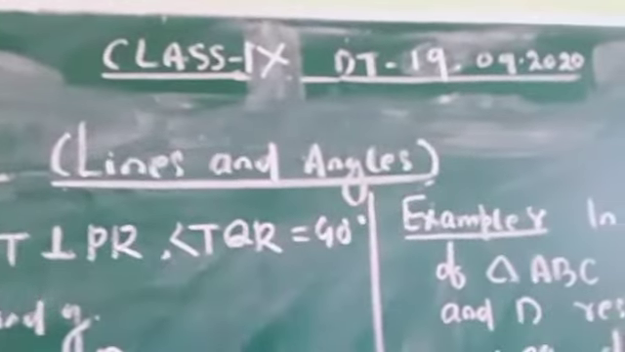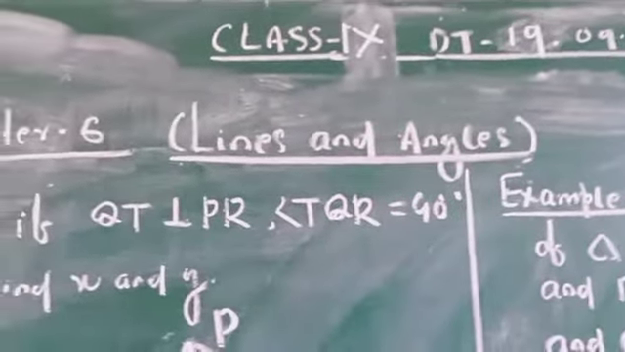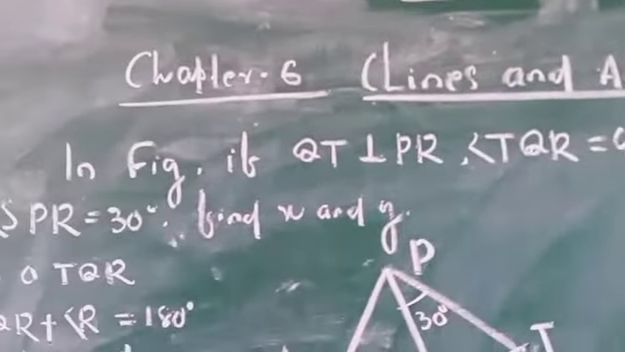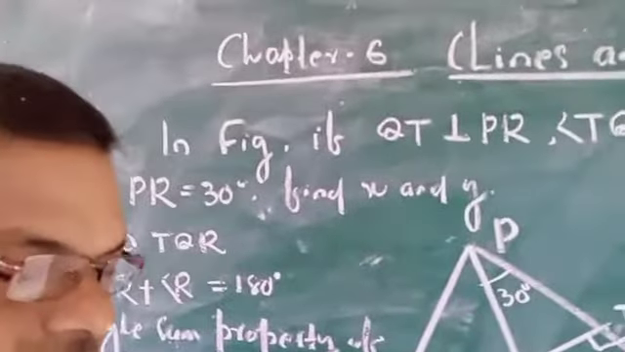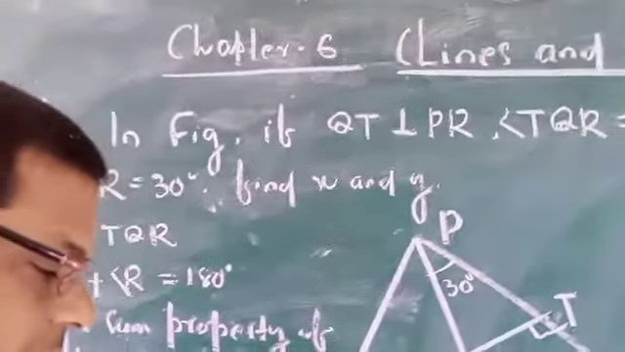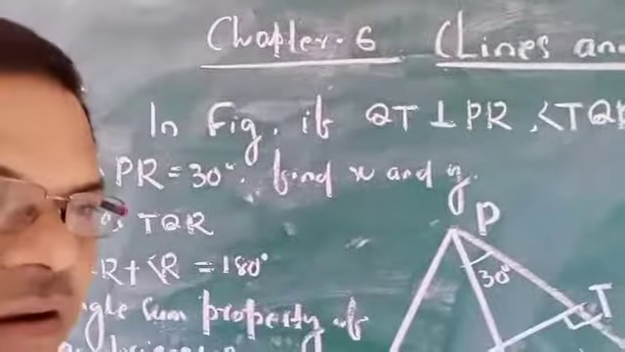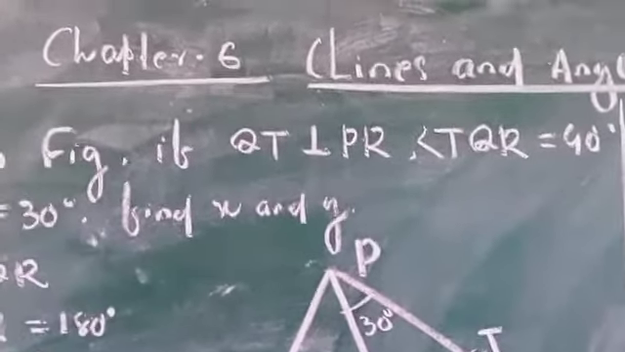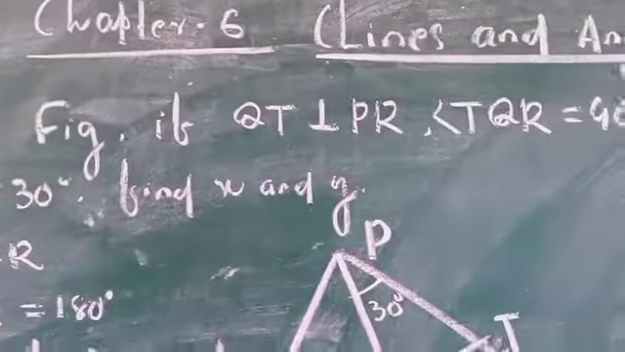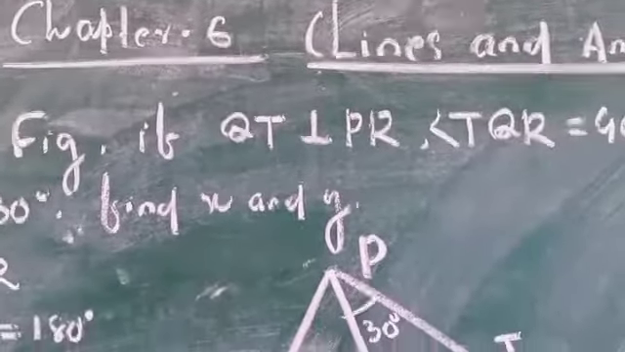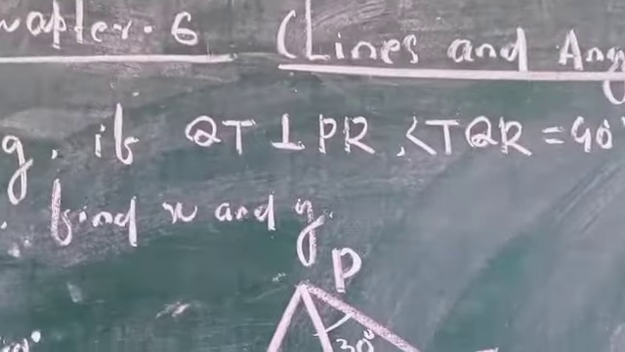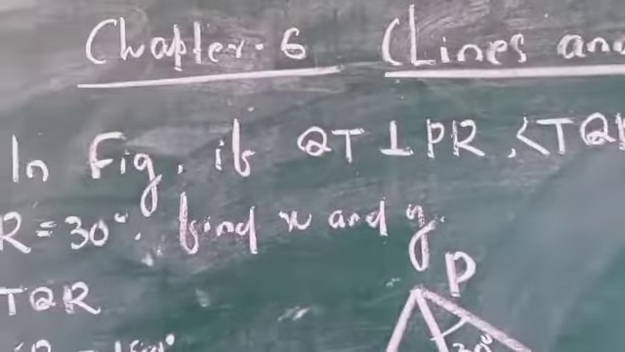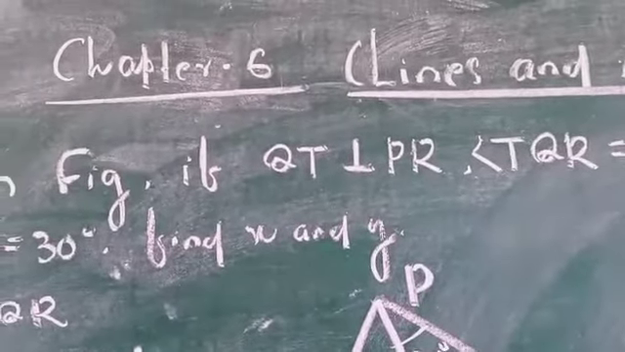Children, class 9. We are discussing chapter 6, lines and angles. Yesterday we proved two theorems. One is the angle sum property of a triangle, that is, the sum of angles of a triangle is 180 degrees. And the second one we proved is the theorem that in a triangle, the exterior angle is equal to the sum of the two interior opposite angles. So using these two theorems, today we have to solve this problem.